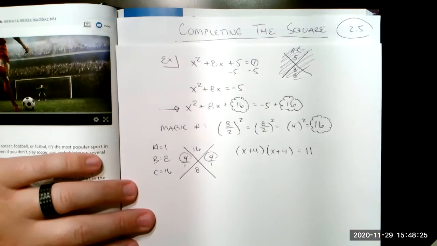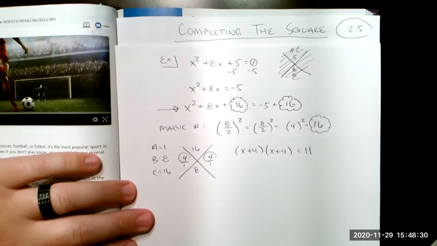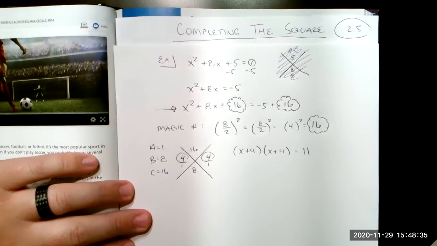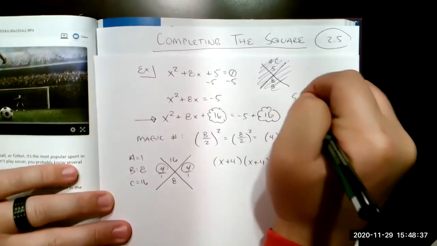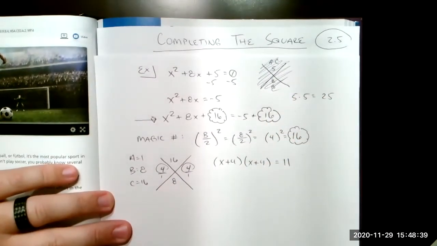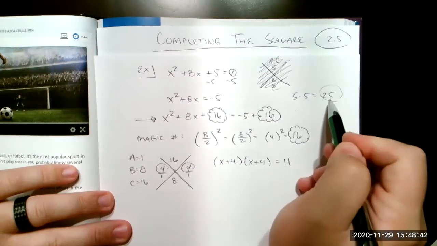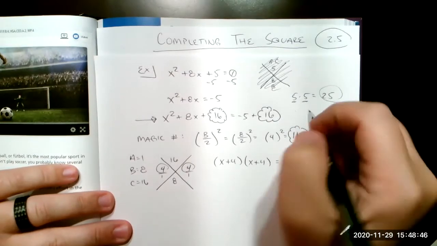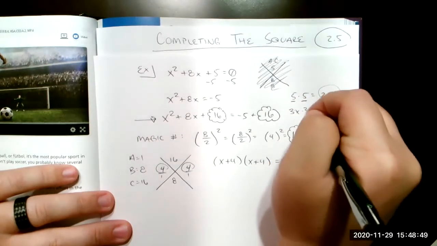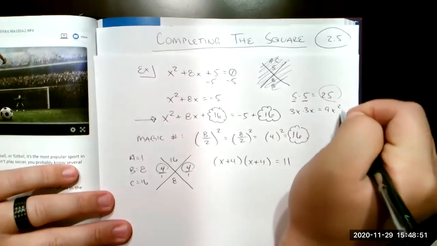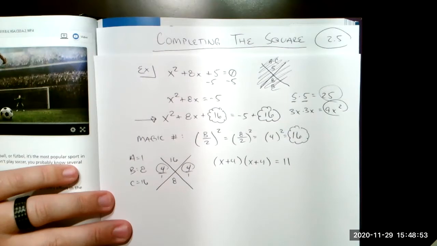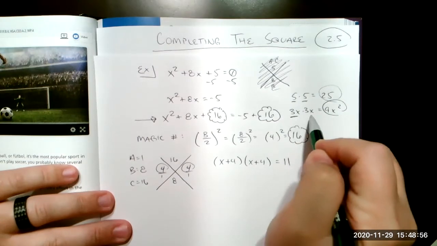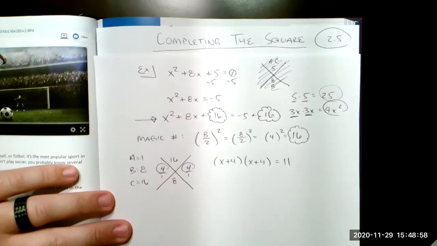Well, hopefully this whole idea of completing the square, that's the key word. Something when it's squared, that means you're taking something and you're multiplying it by itself. So for example, 5 times 5 is 25. 25 is a perfect square because we're taking 5 and multiplying it by itself. 3x times 3x is 9x squared. 9x squared is a perfect square because we're taking 3x and we're multiplying it by itself.